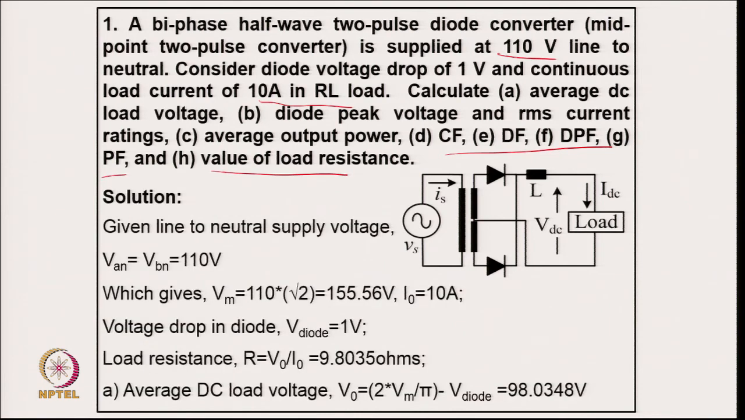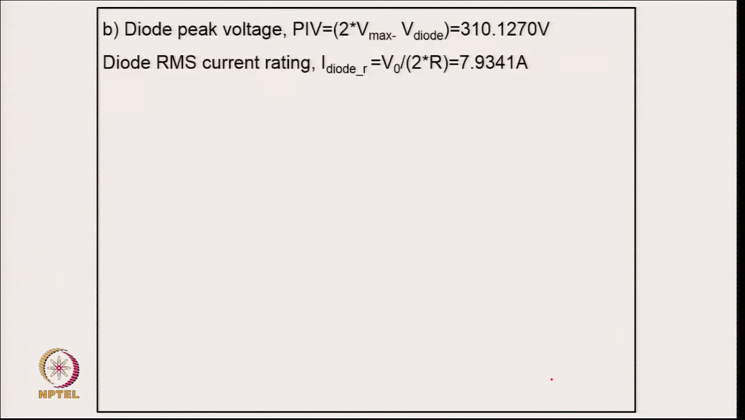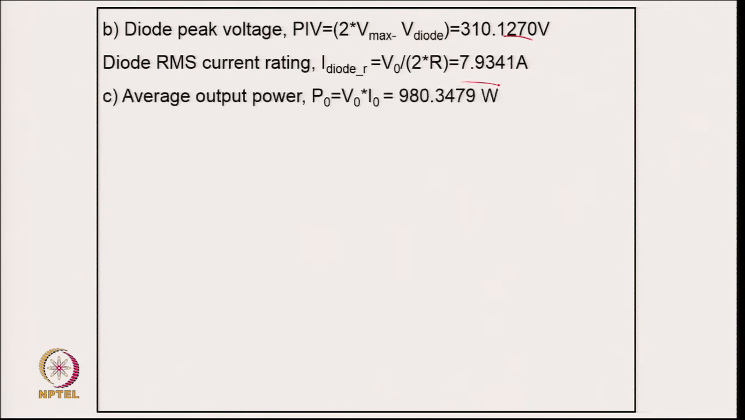So, with this data, we have the supply voltage of 110, and we can calculate the peak, then the diode drop, then we can find the output resistance, load resistance, and the output voltage, and then we get the peak voltage and peak current.